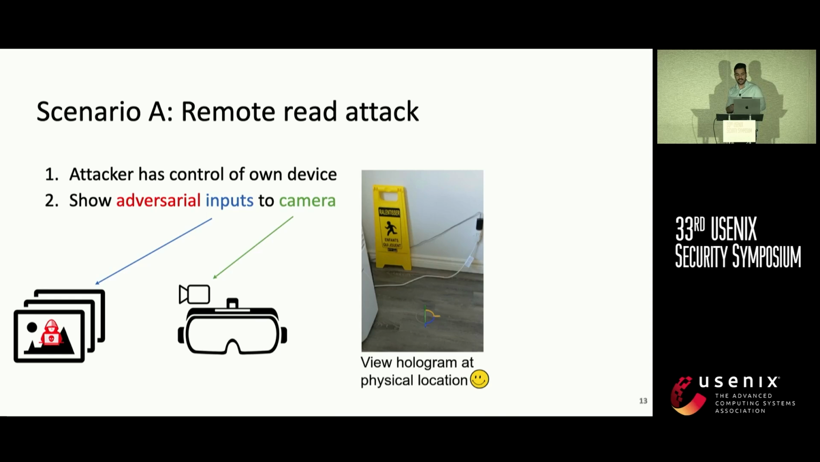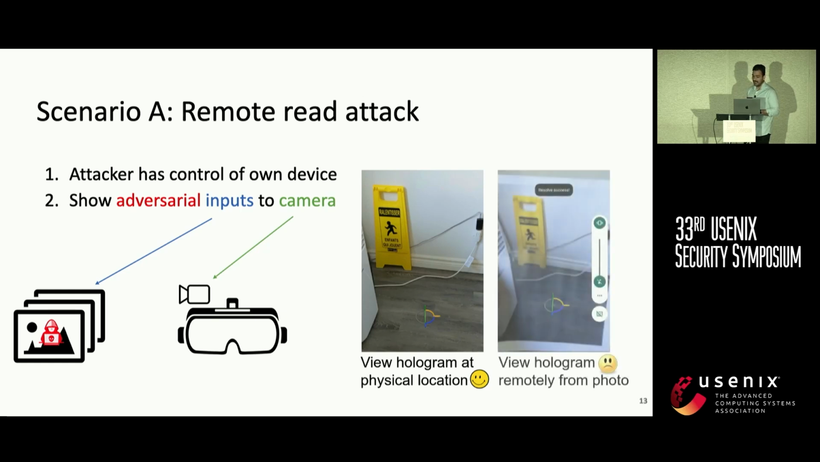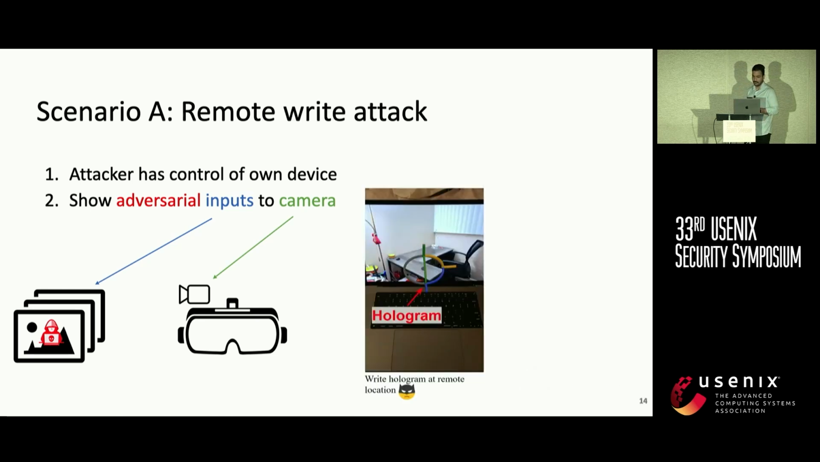But then the attacker can show the adversarial input to the camera. And here the adversarial input is a photograph of the location and environment. And can have access to the hologram of the shared state.